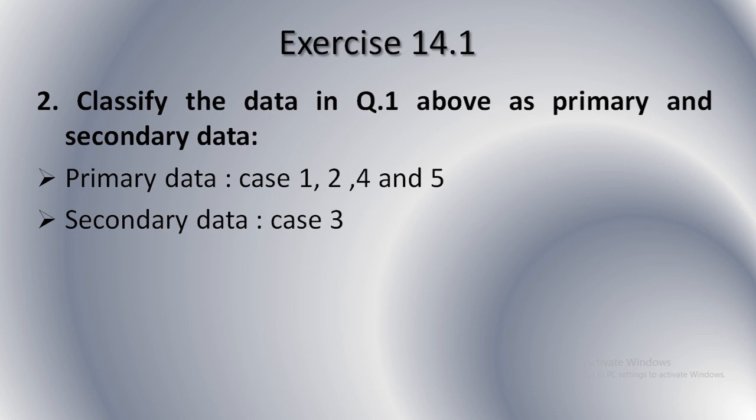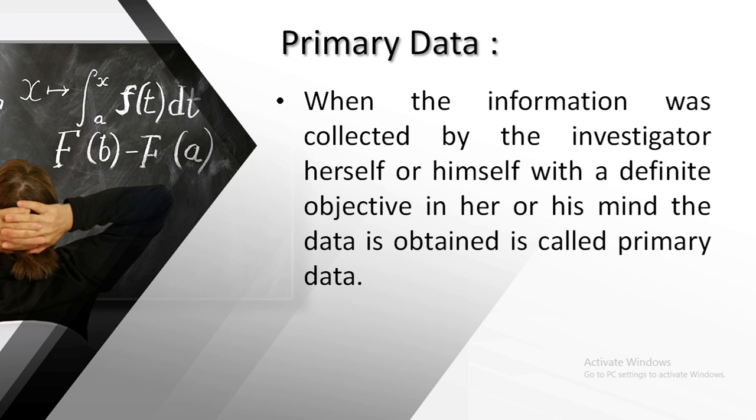Classify the data in question 1 above as primary and secondary data. But for that, you should know what primary data and secondary data are. First of all, we go to primary data. So what is primary data? When the information is collected by the investigator herself or himself with a definite objective in her or his mind, the data obtained is called primary data. Means whenever you get the information by yourself, that is called primary data.